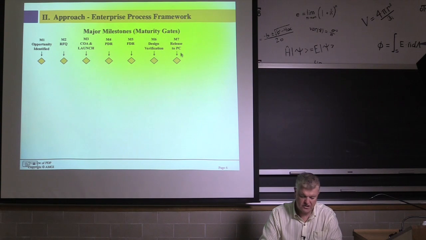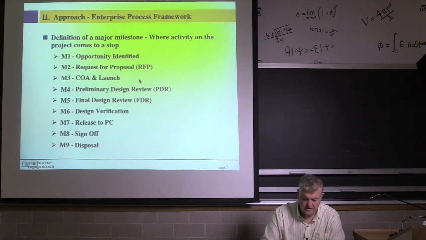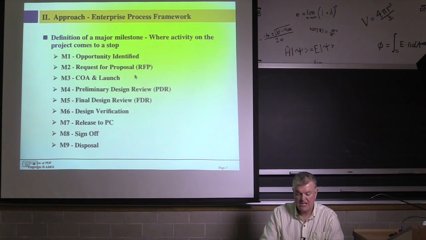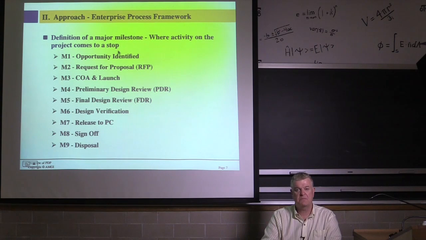Then design verification, release to production. This is just one example from another company. And then disposal. So the very first thing you have to do is define those milestones. This is an example where activity on the project comes to a stop. Doesn't actually come to a stop. It really should say where activity on a project reaches a point where a major decision must be made.